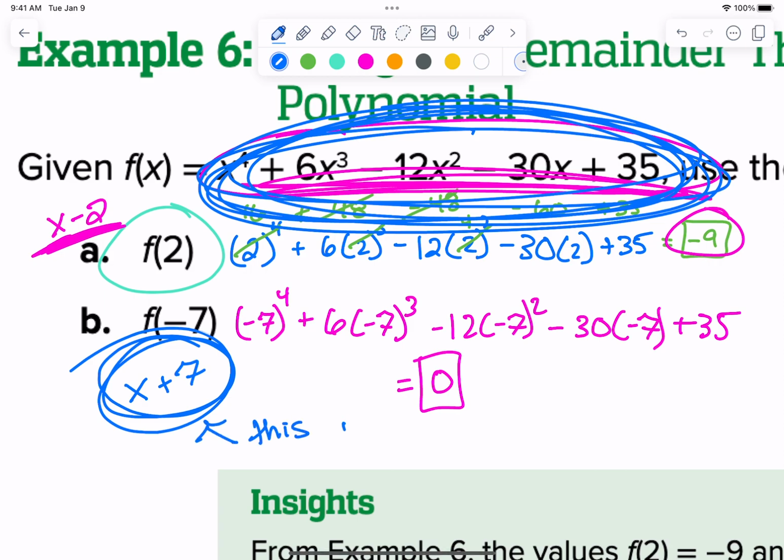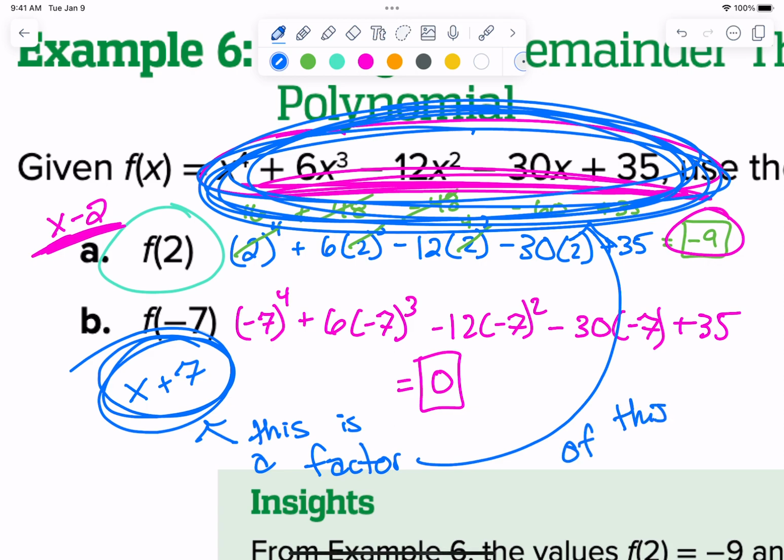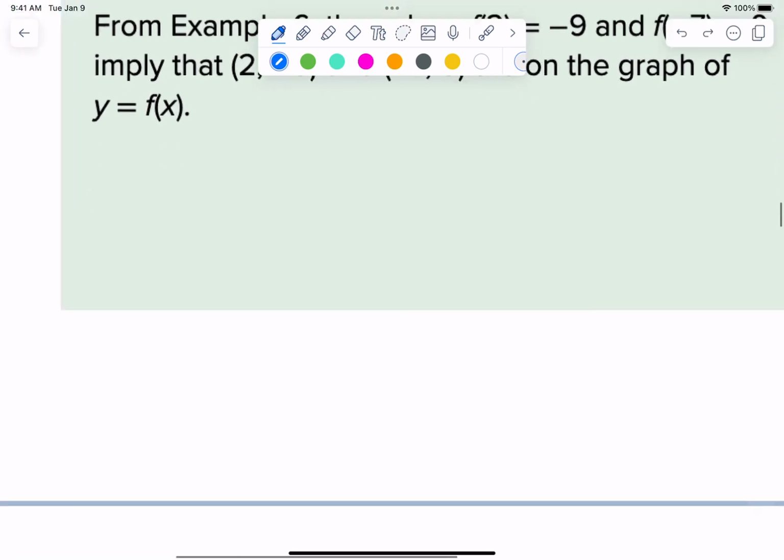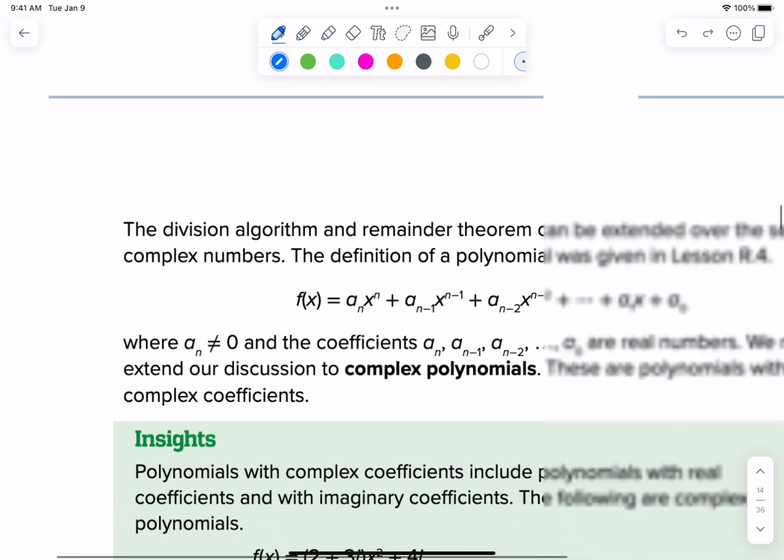this is a factor. Do you know what a factor is? A factor is a number that goes into it. Like 2 is a factor of 6, right? 2 goes into 6. 2 is a factor of 50 because 2 goes into 50. This goes in here perfectly, so it is a factor because it has no remainder. If they ask, is it a factor? They're just saying, does it go in there evenly? Make sense? Okay, let's go to example 7.